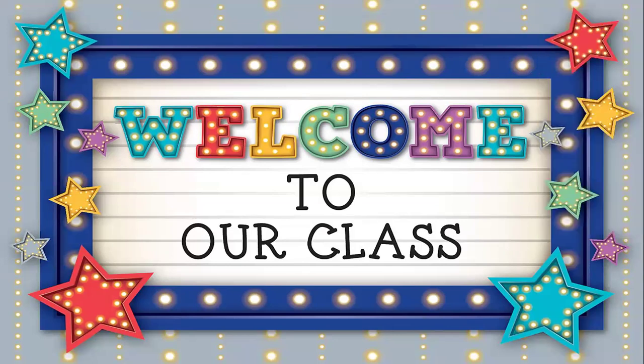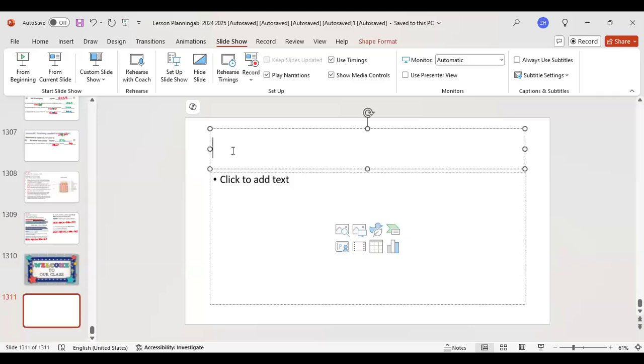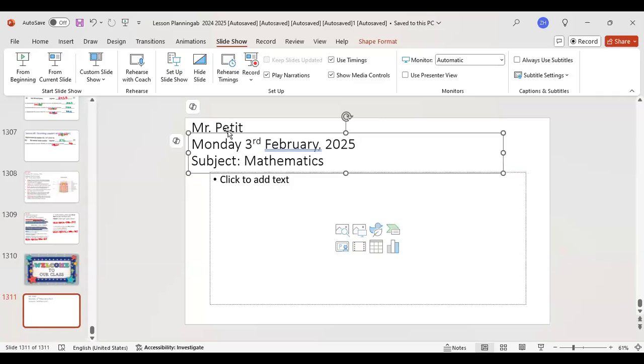Okay, so please write this down inside of your book. My name is Mr. Petit. Today is Monday, the 3rd of February, 2025. The subject is, of course, mathematics. And the topic is, well, remember we're doing this in sections. So this is going to be section number 1. Give me 1 second, class.